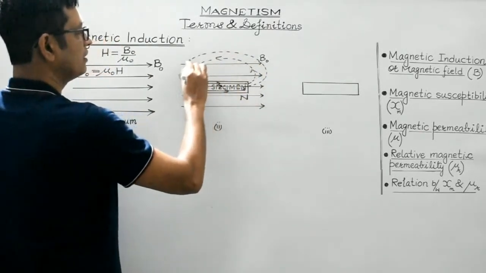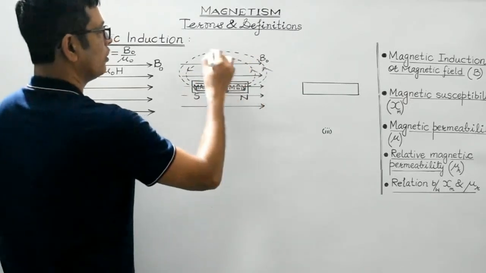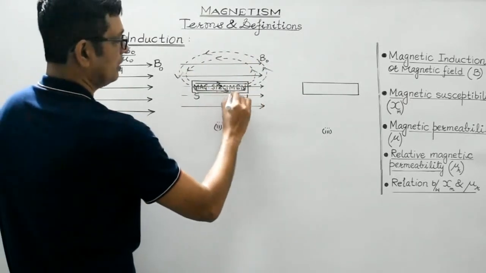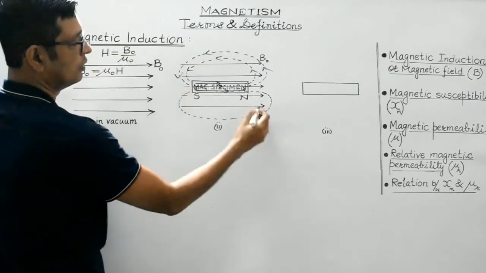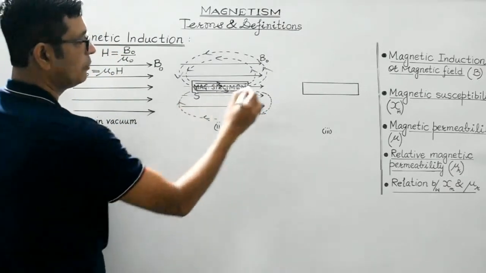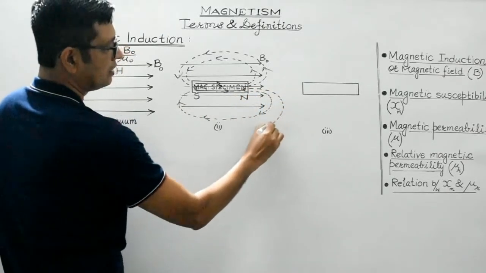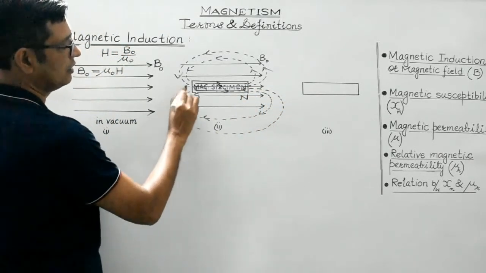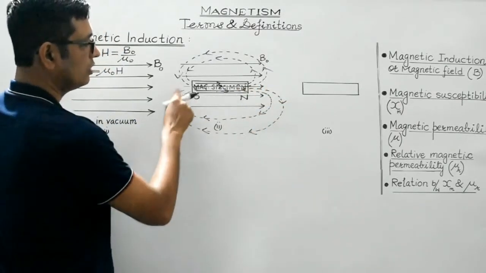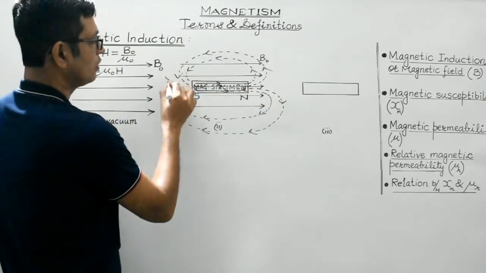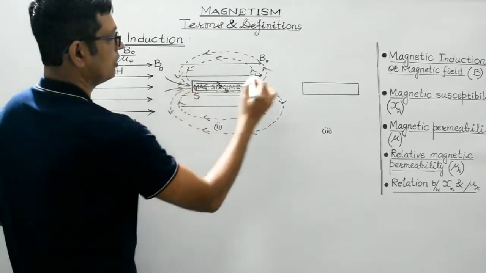This will be the field lines due to this magnetization of this magnetic specimen. As we are aware, field lines are in the form of continuous closed loops. They don't have any starting point, neither do they have any terminating point. It should be like this. Outside the body of the magnet, it will be from north to south, and inside the body, it will be from south to north in this particular manner.